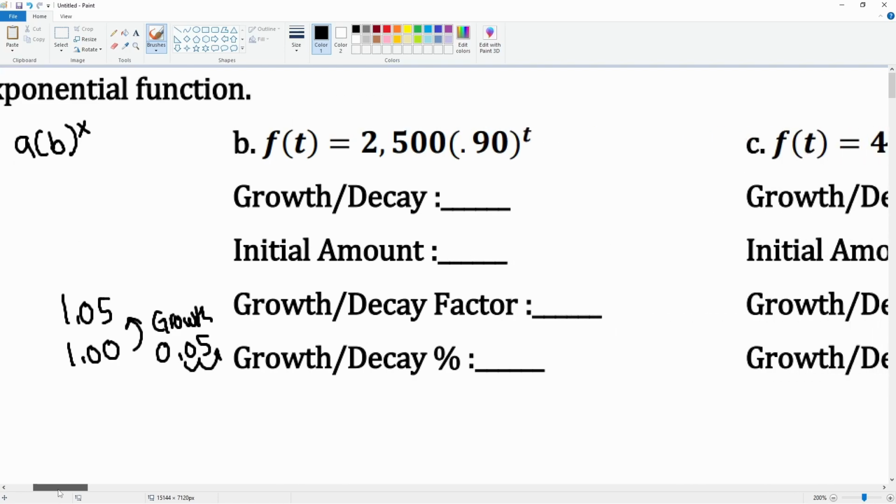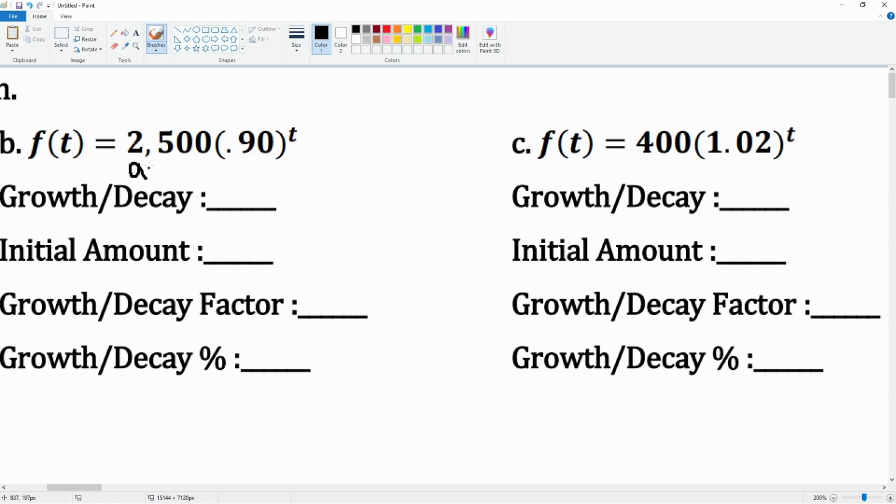Okay, let's do this one. A is equal to 2,500. B is 0.90. Okay, here we see it's a decay because the b value is less than 1. Then the initial amount, which is a, is 2,500. Then the decay factor here is 0.90.